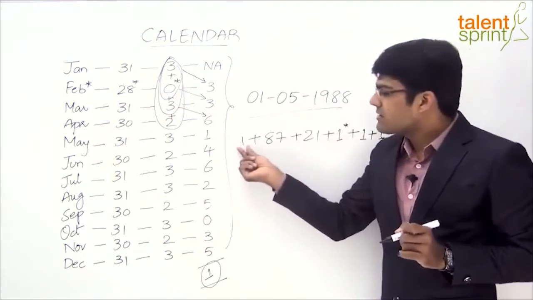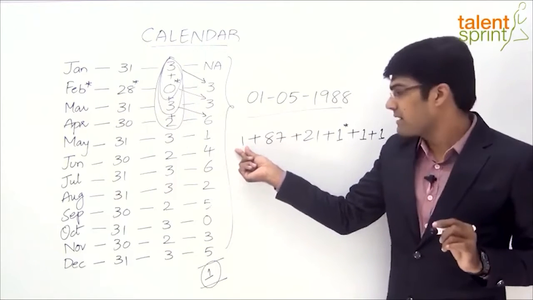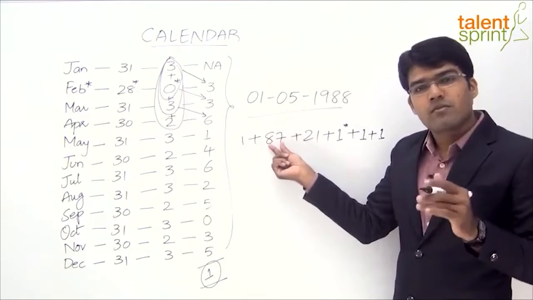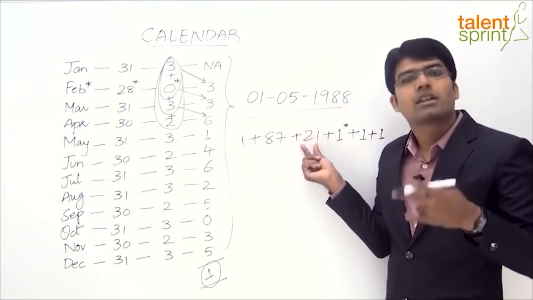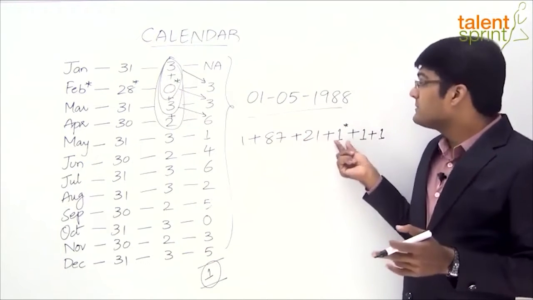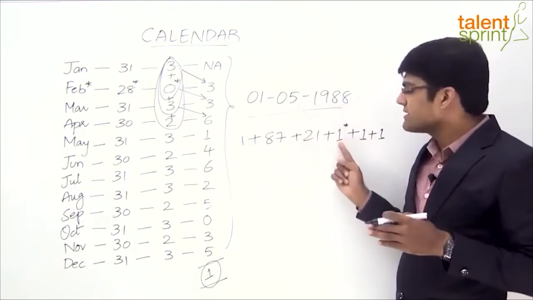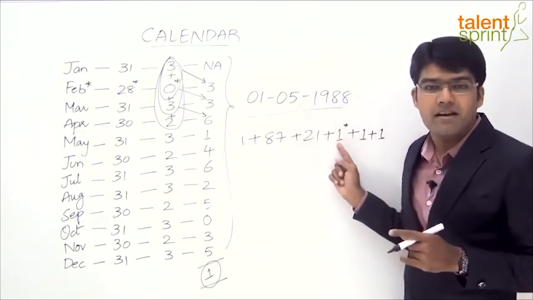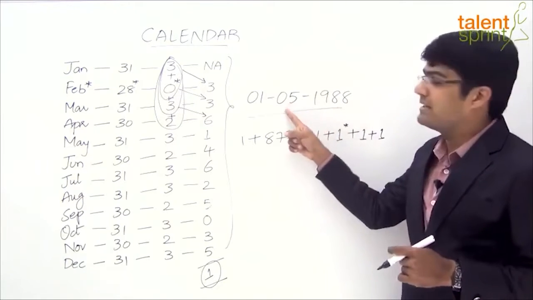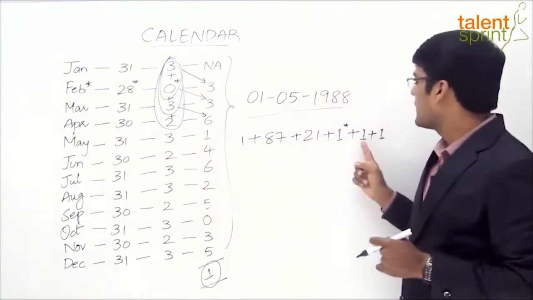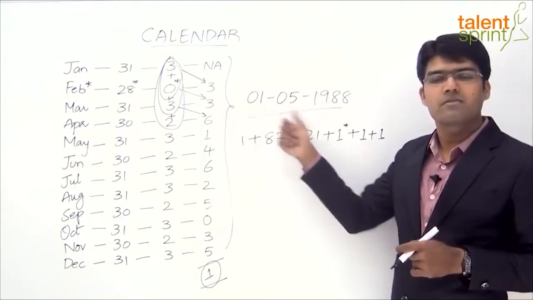So what is the calculation? This 1 indicates the number of odd days for 300 years, 1601 to 1900. 87 is the number of odd days for 87 years, 1901 to 1987. 21 is for the number of leap years. What is this one? Since 88 was a leap year and the date is after February, we have to consider 1, because Feb had 1 extra day in that year. What is this one? This is the code for the month. The code for May is 1. And the last one shows the date, right? 1st of May, so we take 1.